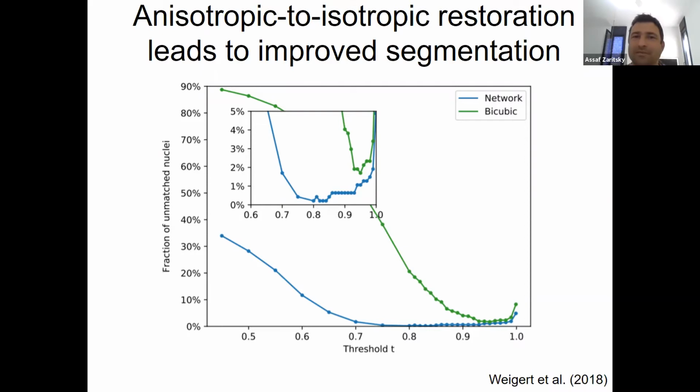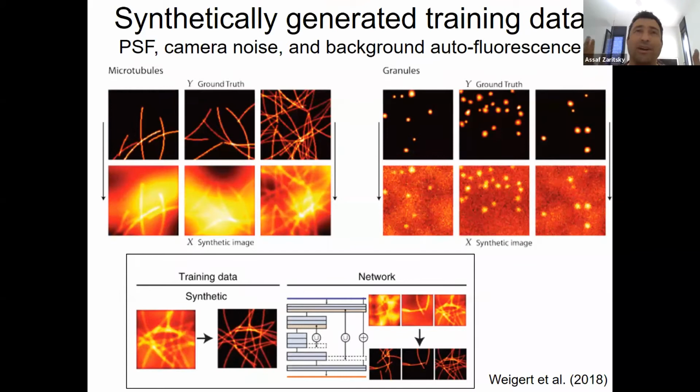So of course, what they picked are simple structures that we know already how to simulate. The field knows already how to simulate these structures. But still, I think it's pretty impressive. So they synthetically generate training data, and they have these simulators in this group. They have a point spread function simulator, and they add camera noise and background autofluorescence. So they generate fake images which are built out of physical properties of the real optical system.